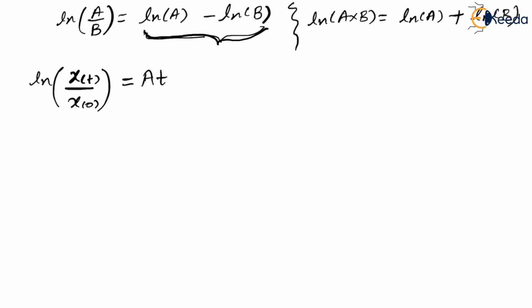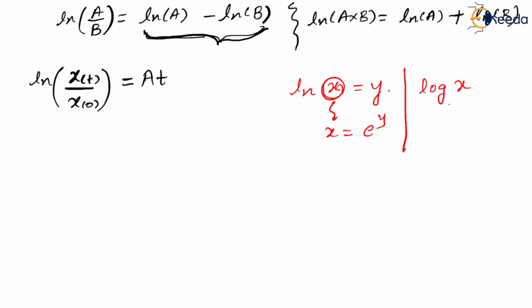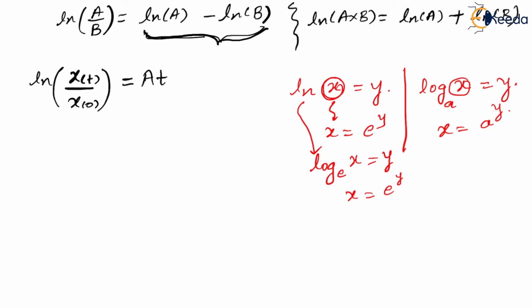Is that correct? Yes. Now we know one more thing from our 12th standard basics. What is that? For example, if I have ln of x equal to y, then if I want to find the value of x, x will be nothing but e to the power y. Or for that matter, if you have log of x to the base a equal to y, then if I want to find the value of x, it becomes a to the power y, right? Similarly, because ln means log to the base e of x equal to y, x is equal to e to the power y. That is what we know.